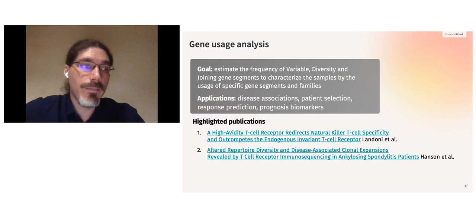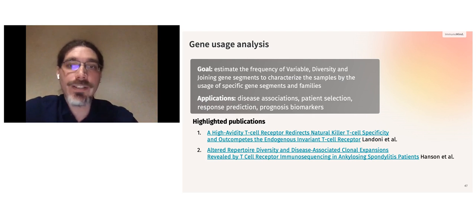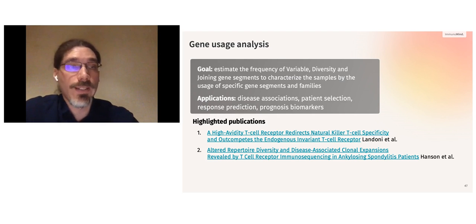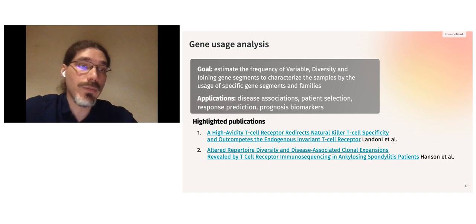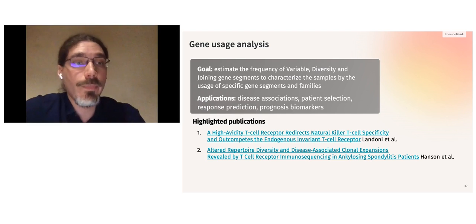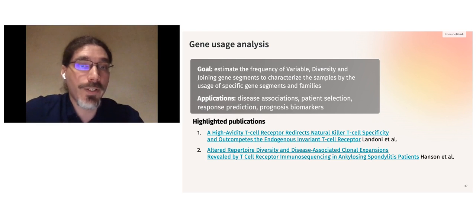They occupy a lot of sequence space of immune receptors, and it was shown that it is possible to link them to different diseases, to different indications, so they probably can work as patient selection in application of patient selection, and it is possible to use them for response prediction and prognosis, immunotherapy response prediction and prognosis biomarkers.